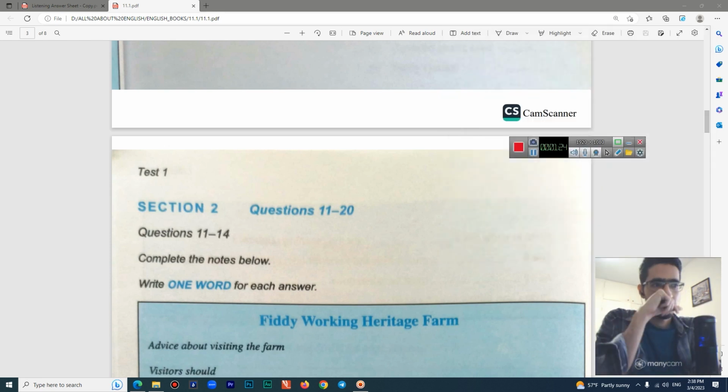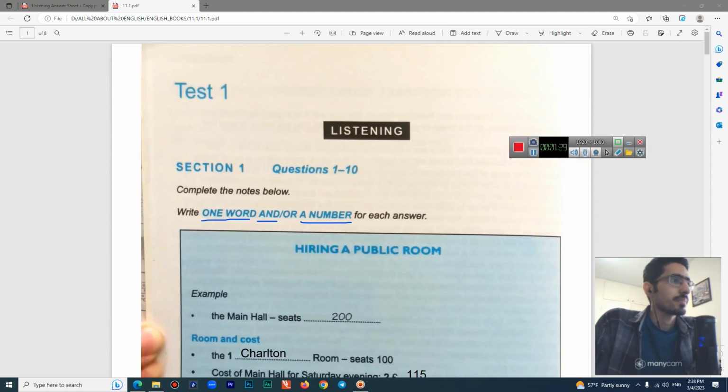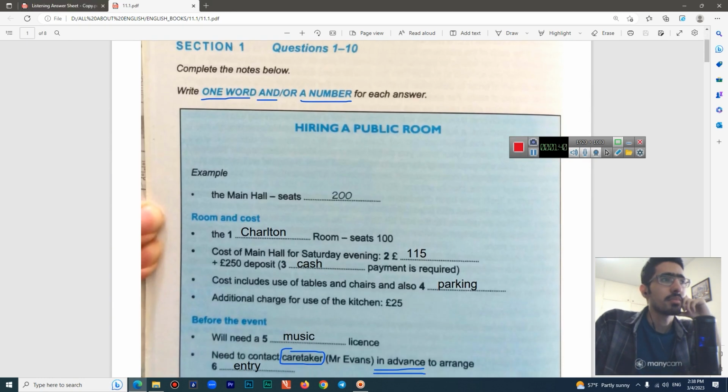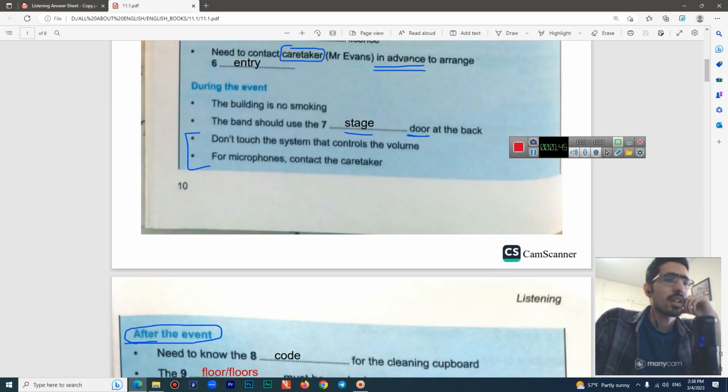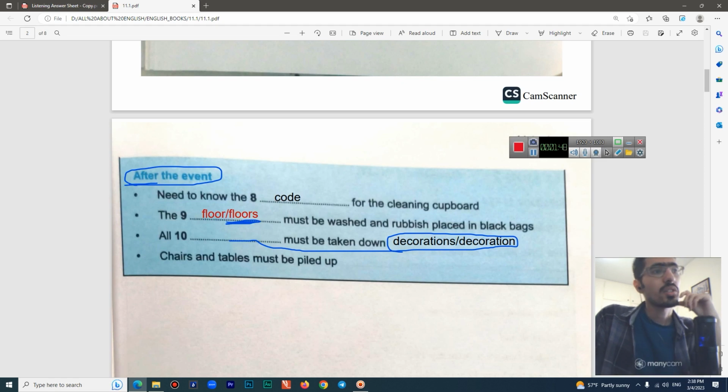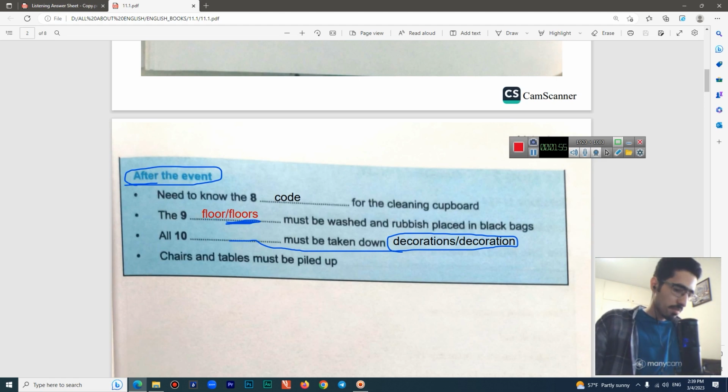Last time we were doing test 1 and we did the first section actually. Section 1, it was complete the notes, fill in the blanks. And we fill in the blanks, one word or one number, and these were my answers. I answered all of them right, just one mistake, it was floor or floors. I didn't even hear that, so yeah, it happens sometimes, because IELTS listening is not just listening, it's also a practice of your focus. How long can you stay focused?